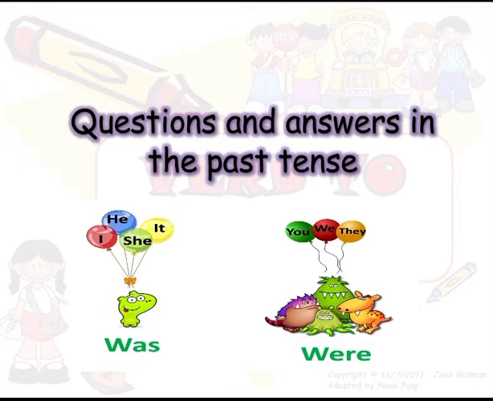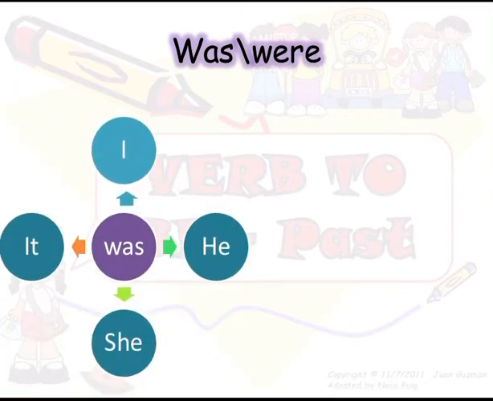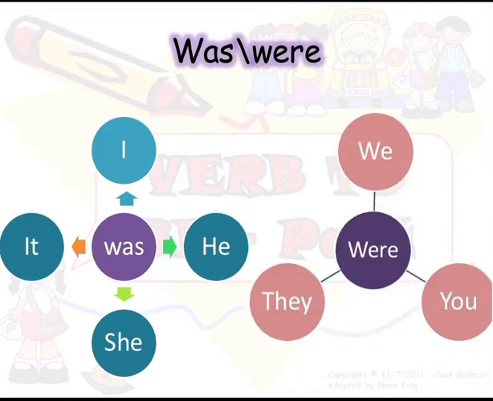Today we are going to explain questions and answers in the past tense. In this lesson, you are going to know how to form a question in the past tense and how to answer also in the past tense. Was and were. We said that was takes the singular pronouns like he, she, and it, but were takes the plural pronouns you, we, and they.